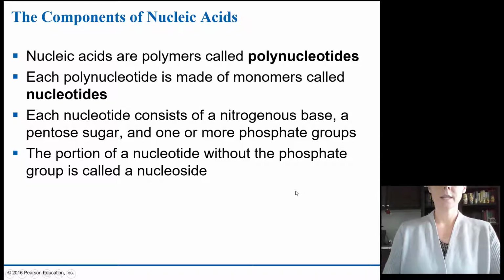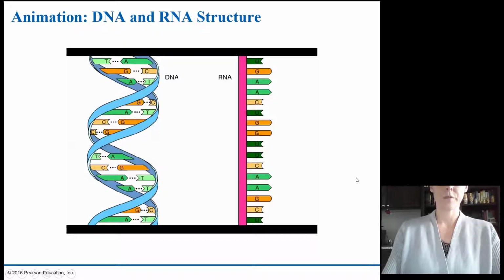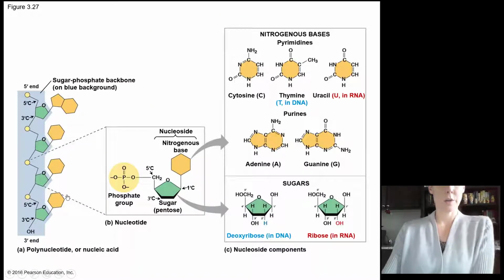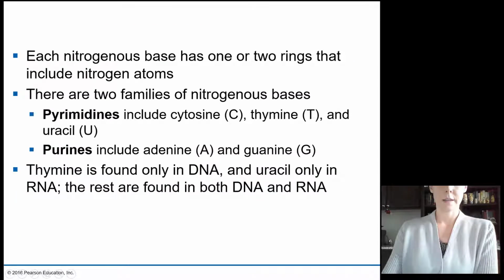Each nucleotide consists of a nitrogenous base, a pentose sugar, and 1 or more phosphate groups. The portion of the nucleotide without the phosphate group is called a nucleoside. Here, I want to show you. This is a nucleotide right here. So you have a phosphate group, a pentose sugar, and a nitrogenous base.